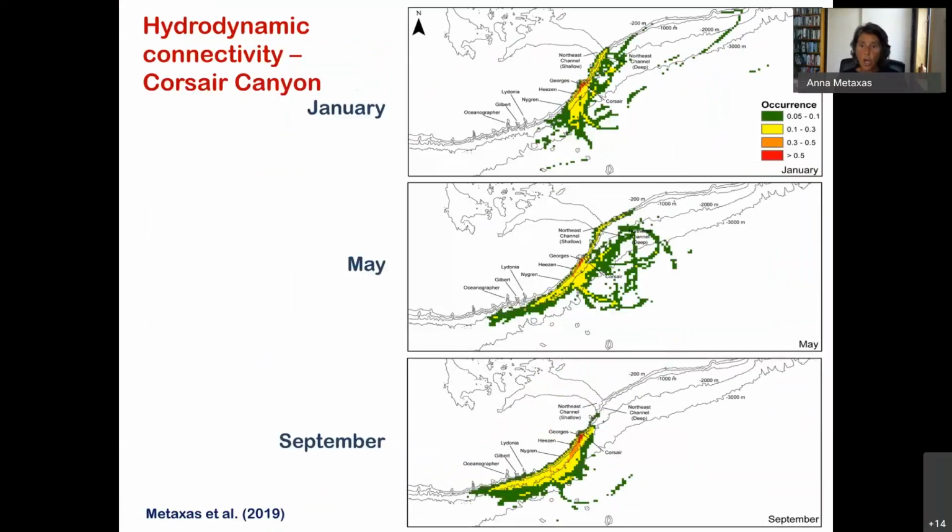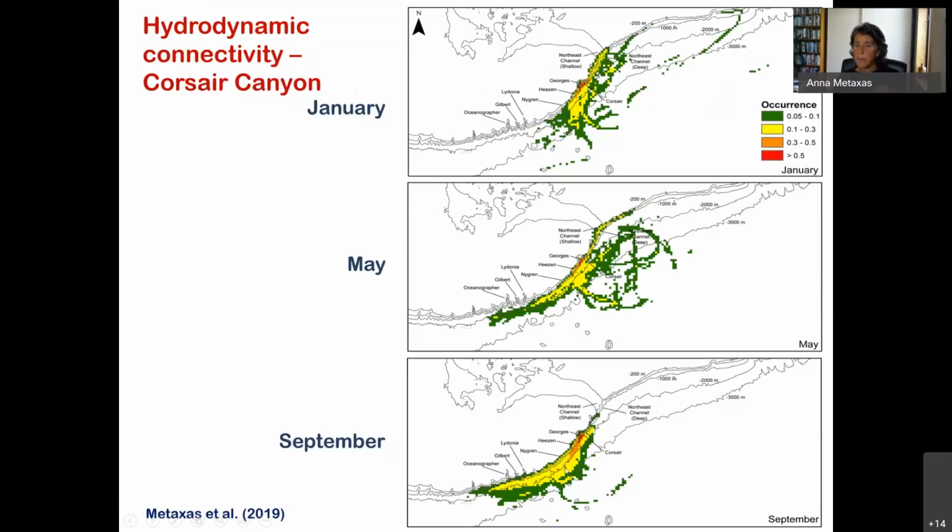We actually do not know when the larvae are in the water for this particular coral. We have no idea. And so this is why we ran 3 different seasons: winter, spring, and fall. And so you can see that these figures here show you where the sources are for larvae that end up in Corsair Canyon here. If we look at winter, we can see that a significant proportion of larvae are actually coming from Canadian waters and end up in Georges and Corsair Canyon.